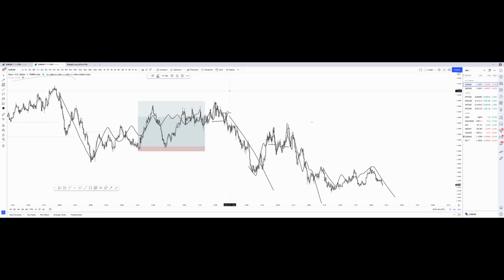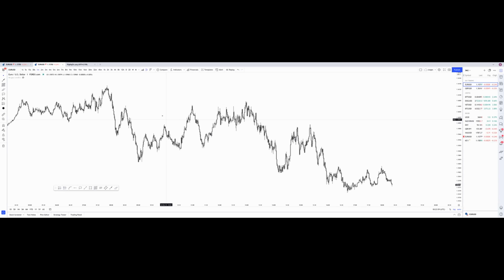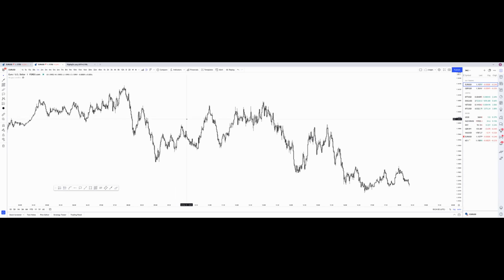Yeah, essentially, anything we look at that isn't swing structure is internal structure. So it's smaller stuff. When we are looking at this, you don't actually get true breaks of substructure that often.